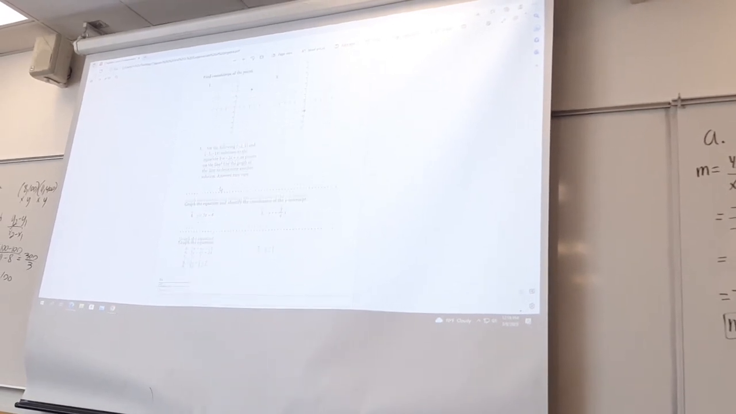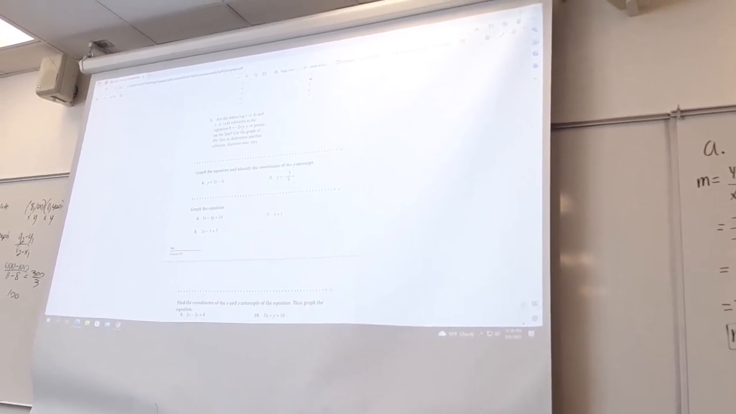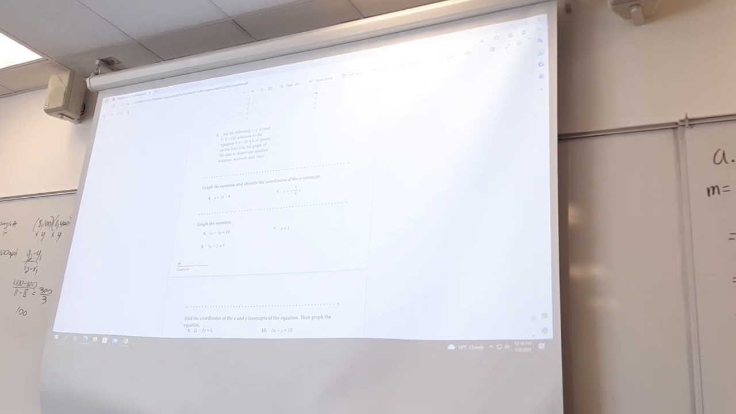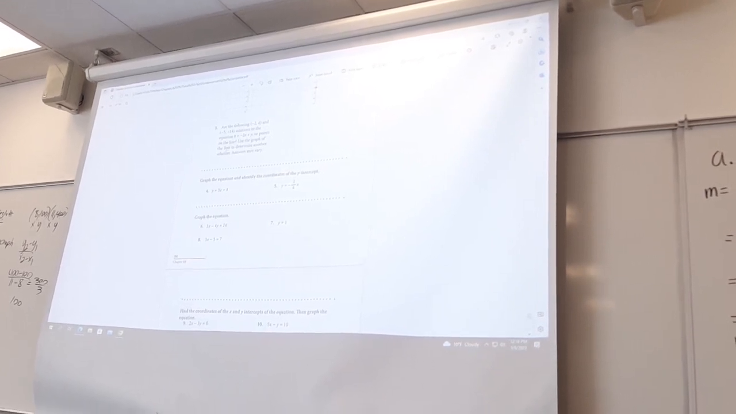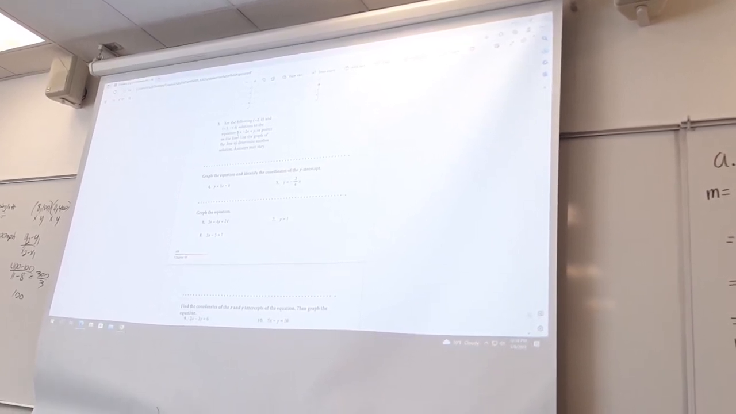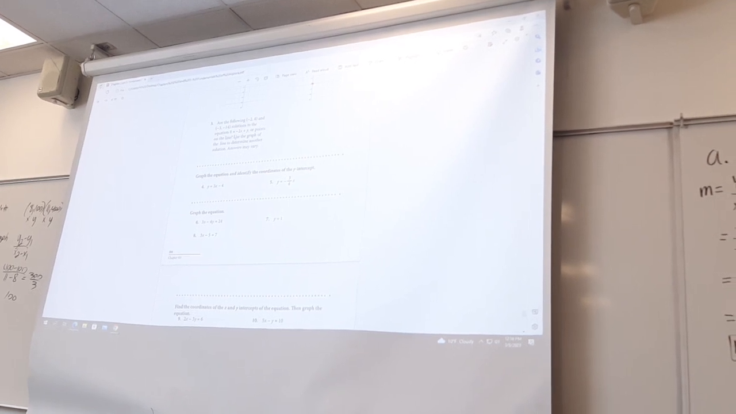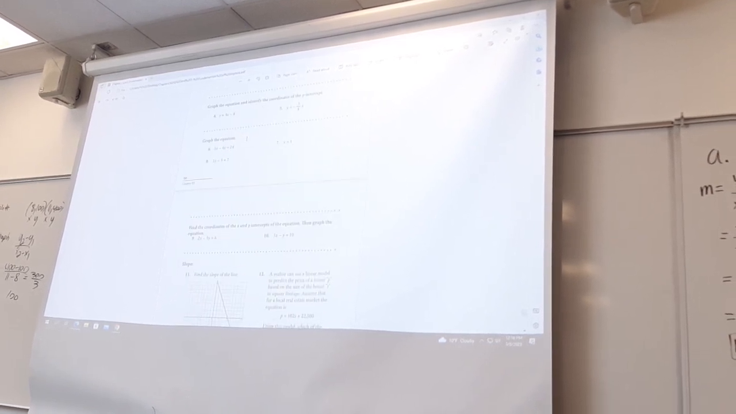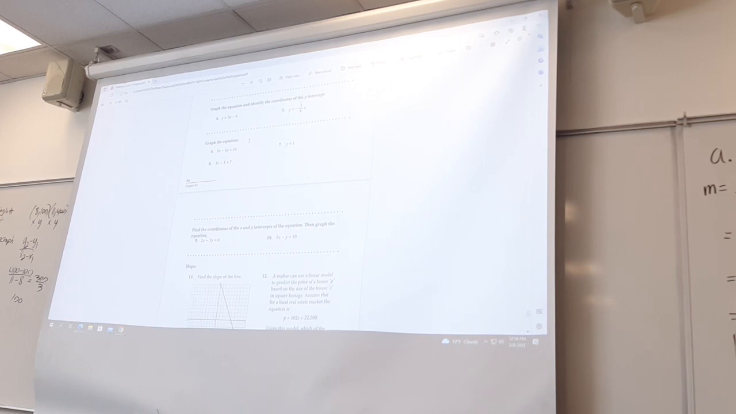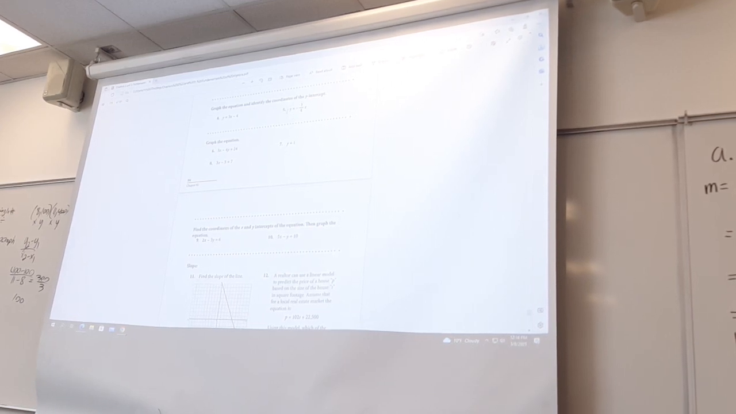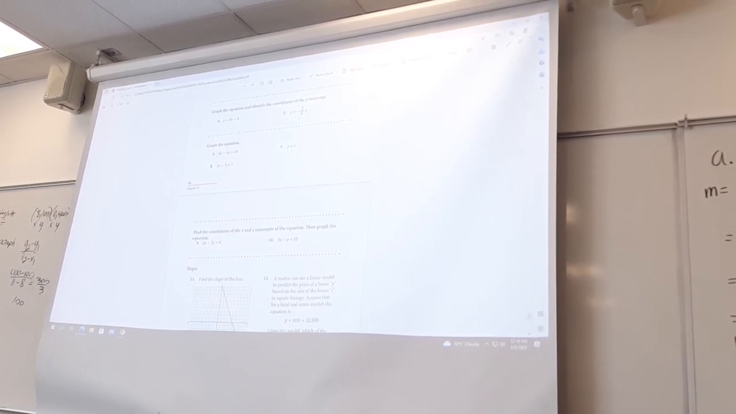Problem number 2 on the test is just like problem number 3. It asks you if something is a point on the line or a solution to the equation. You know how to do that. You plug x and y in and see if it's true or false. Easy stuff. The next couple of questions on the test ask you to find the y-intercept. Look at problem number 5. We just did a problem just like number 5.